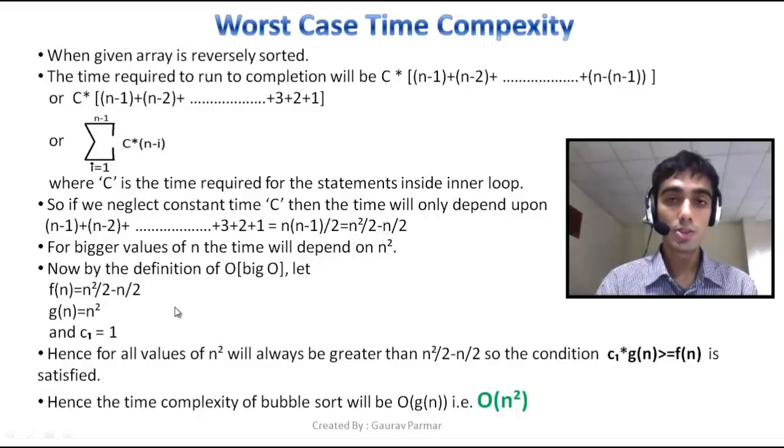And if we suppose that there is a constant c1 that is equal to 1, so for all values of n, the value of n square will always be greater than this expression, that is n square divided by 2 minus n by 2. So this will be satisfying the condition that is required for big O. So this is satisfying the condition that is c1 into g(n) greater than or equal to f(n). So the time complexity of bubble sort in worst case will be dependent on n square. So the time complexity of bubble sort in worst case will be order of g of n, or it will be order of n square in this case.